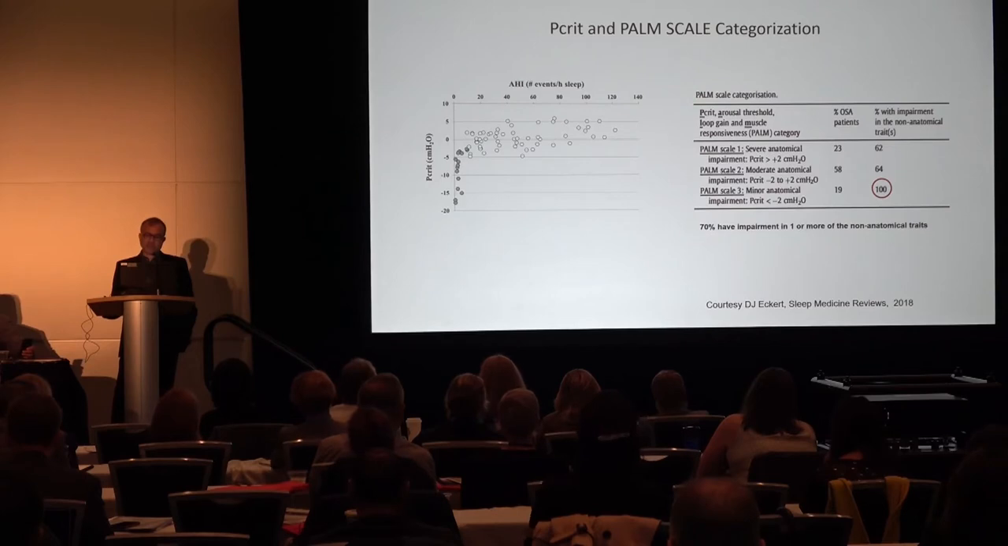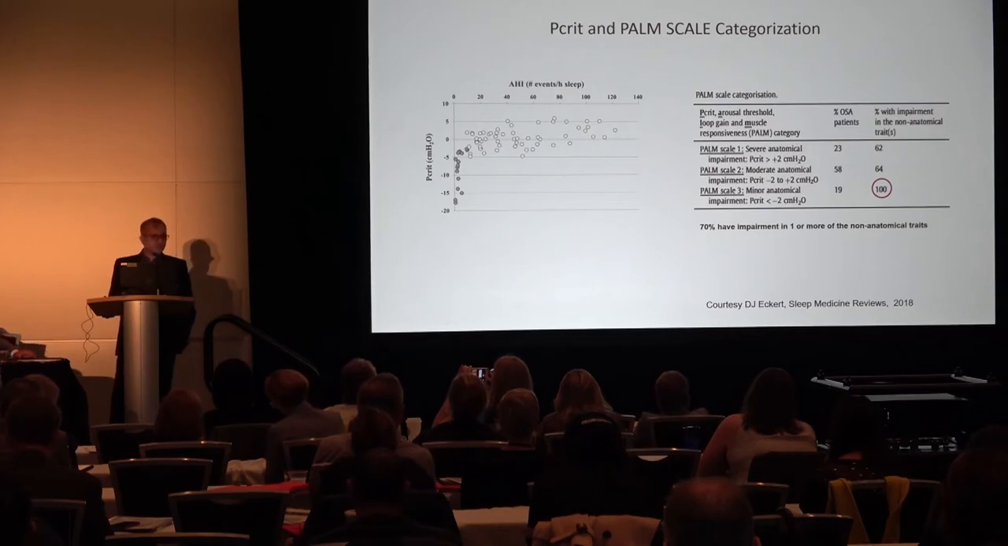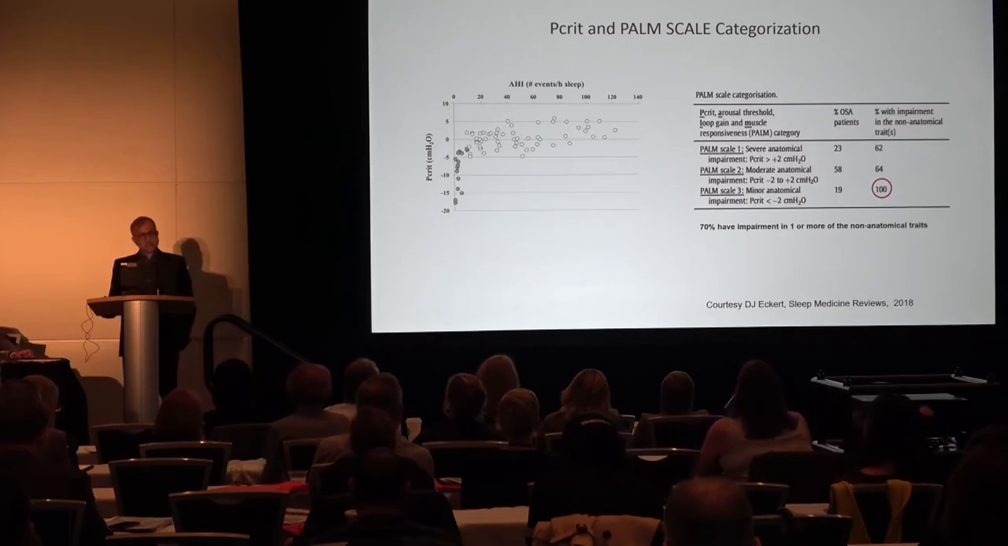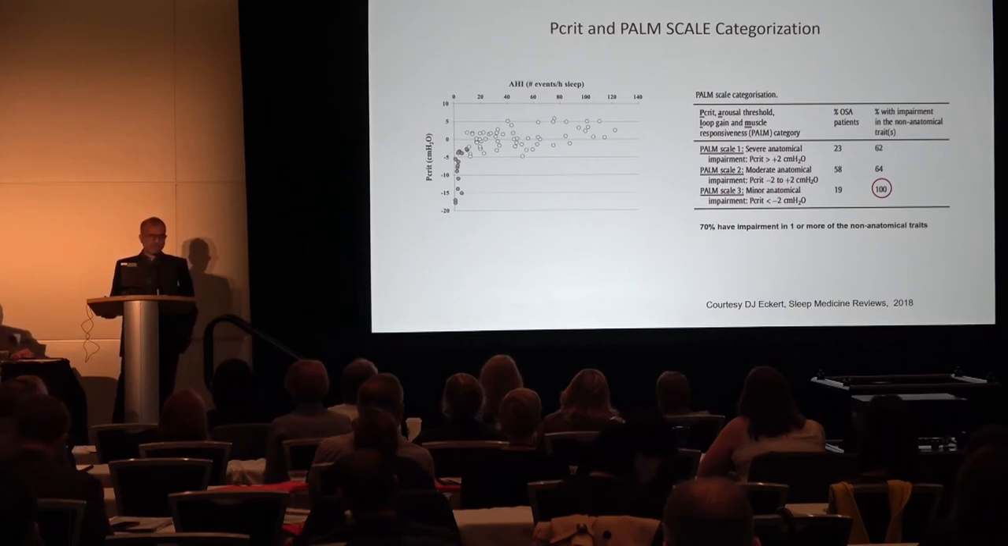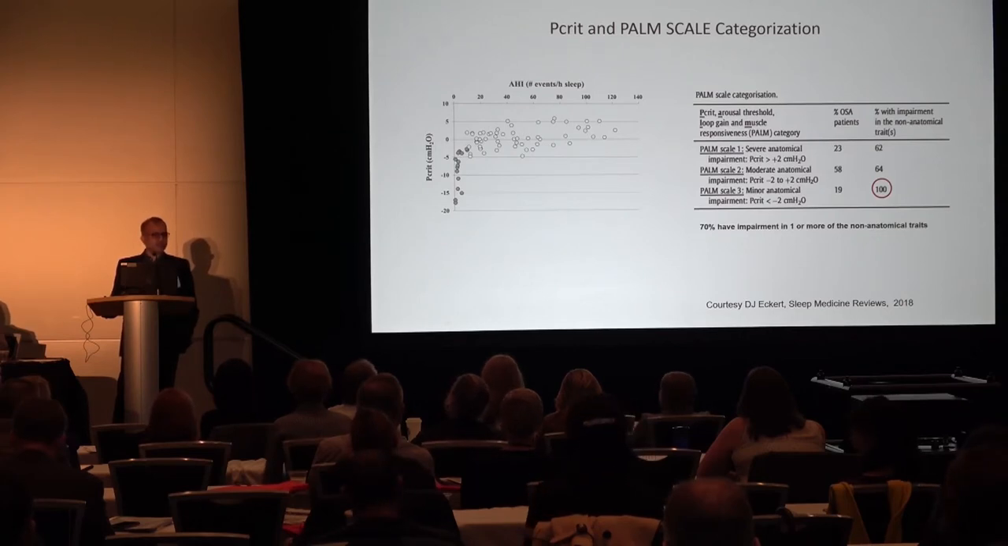If you look at POMS scale 3, minor anatomical impairment, it's mild OSA in loose terms. 100% of these can have one or multiple non-anatomical traits. And in moderate also, one third can have no non-anatomical traits, but two thirds can have one or two non-anatomical traits. If you treat only by removing the obstruction, the impaired anatomy, you cannot be successful unless you look into these non-anatomical traits.